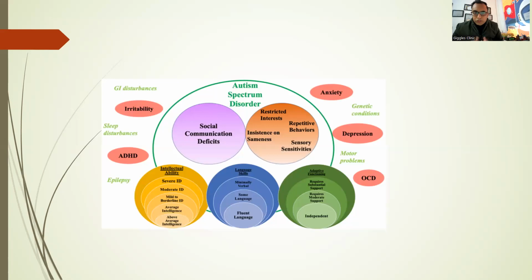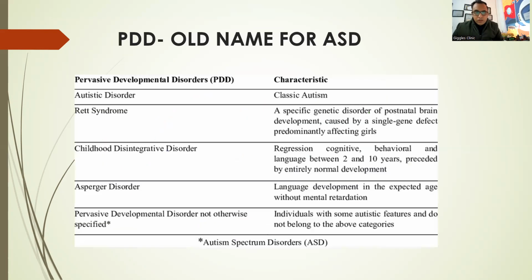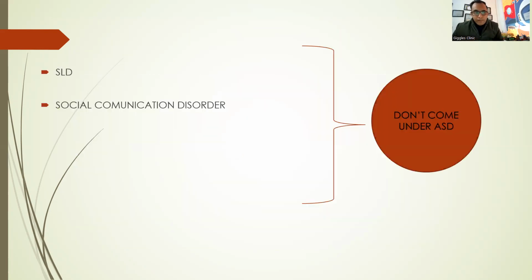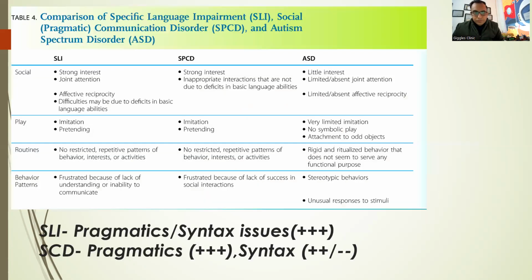So as a result of this, there are only 2 domains which are now being included in DSM-5. Initially, there were 3 domains. So the old name for ASD has now been replaced with a new term. Now, these are the 2 new terms, that is social communication disorder and SLD, which do not come under ASD. Social communication disorder is a new term which has now been included in DSM-5. It doesn't come under ASD. It is a separate diagnosis from ASD.